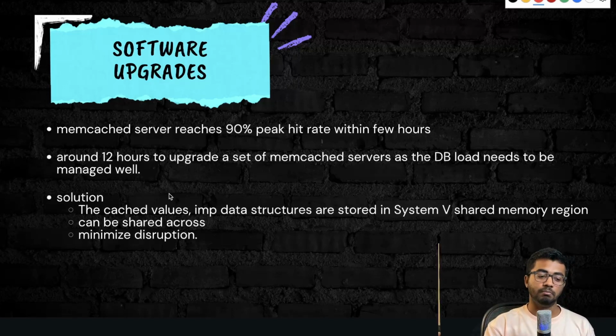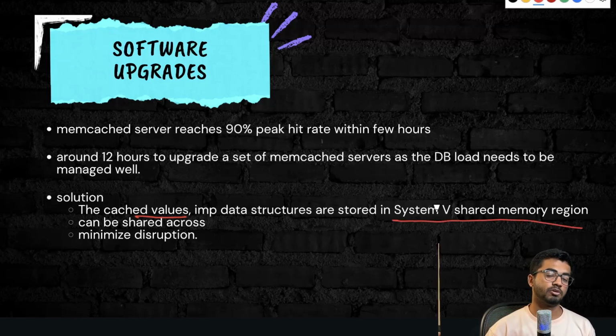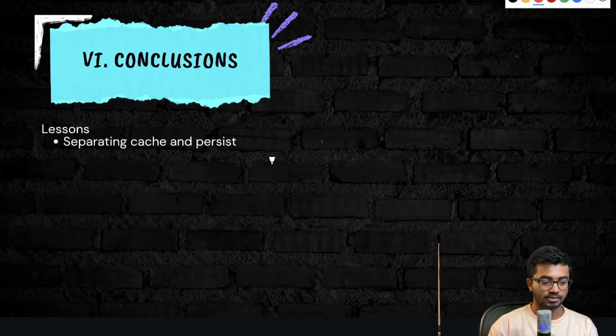So what the team did is that the cached values in the Memcache servers are stored in a System V shared memory region, which is accessible to multiple processes. Because of the sharing ability, one of the instances can be taken off without any disruption, and those can be handled by other servers. They didn't go into a lot of details about how this worked, but this should give you a little bit of understanding of how things should be in this case.